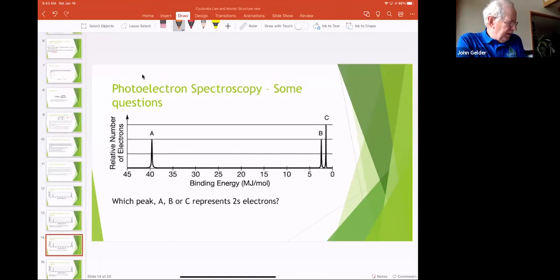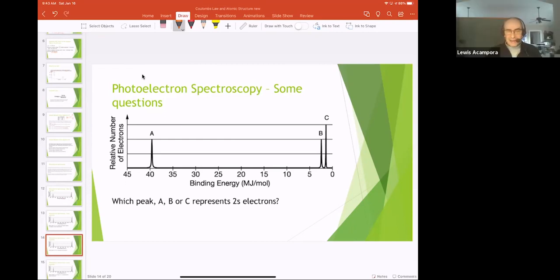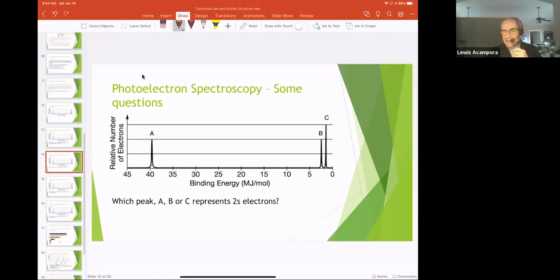So how about this question? Which peak, A, B, or C, represents 2s electrons? Relaunching the poll. And again, this should be a pretty quick question for you AP Chem students, so I'm going to give you about 10 more seconds to think about it. And then end the polling here in 3, 2, 1.